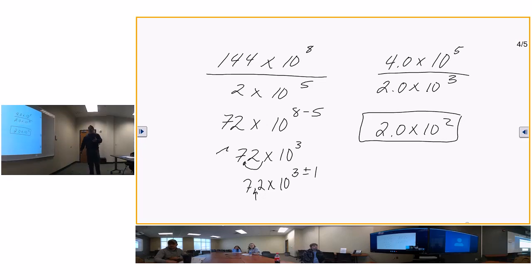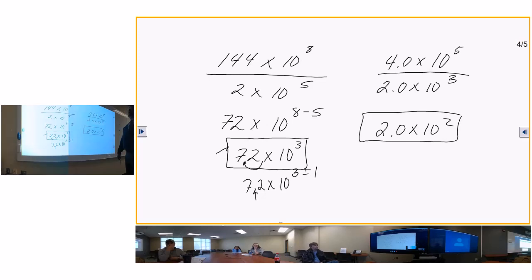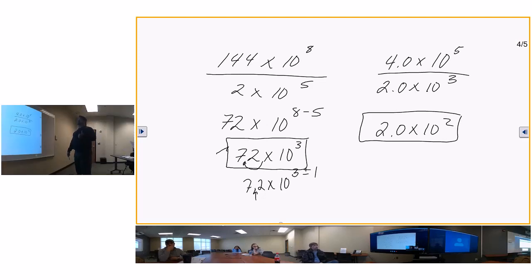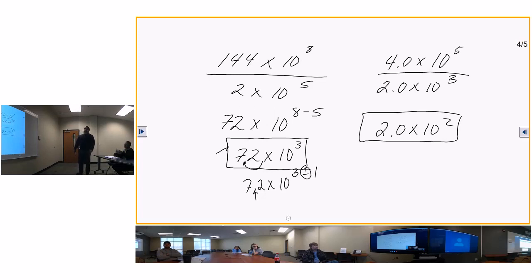And see, that's why students, when they see this, they will put on a test, okay, that's 72 times 10 to the 3rd. One, they don't realize it's not in scientific notation. Or two, they realize it's not in scientific notation, but they don't know about this sign right here, and they screw it up all the time, so they just leave it. One of those two things. But it's very rare that a student comes out of high school and goes, oh, well, that's 7.2 times 10 to the 2nd.